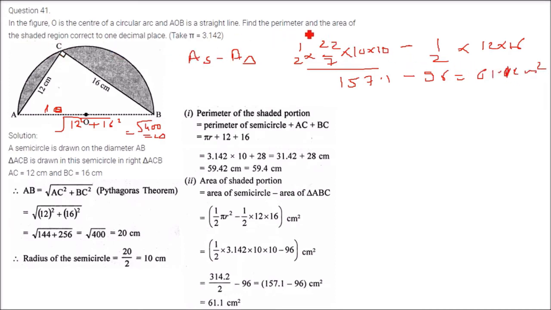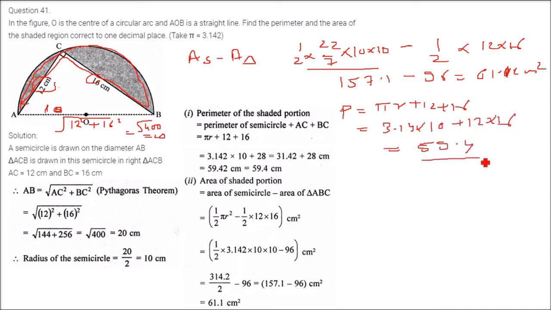Okay, now we have to find out the perimeter also. What is the perimeter? First this half part, which is the semicircular part. The perimeter is the length of the semicircular part, which is pi r, plus 12 plus 16. So this plus this plus this. This will be the perimeter. Pi is 3.14 and r is 10, plus 12 plus 16, and this will come to be 59.4.